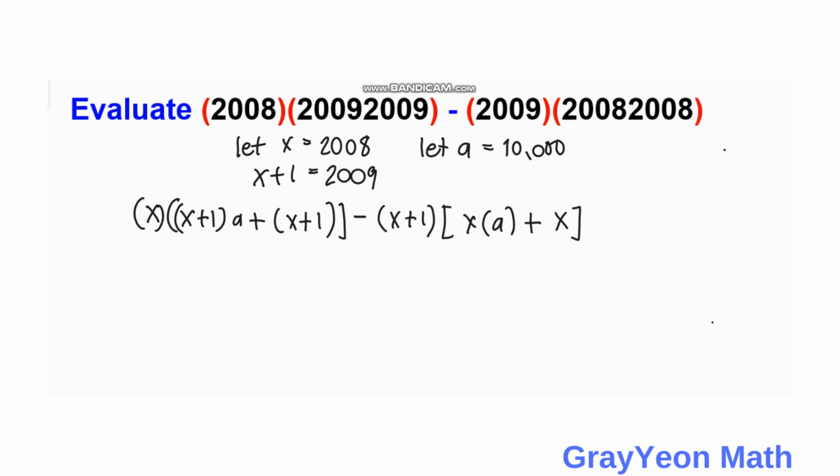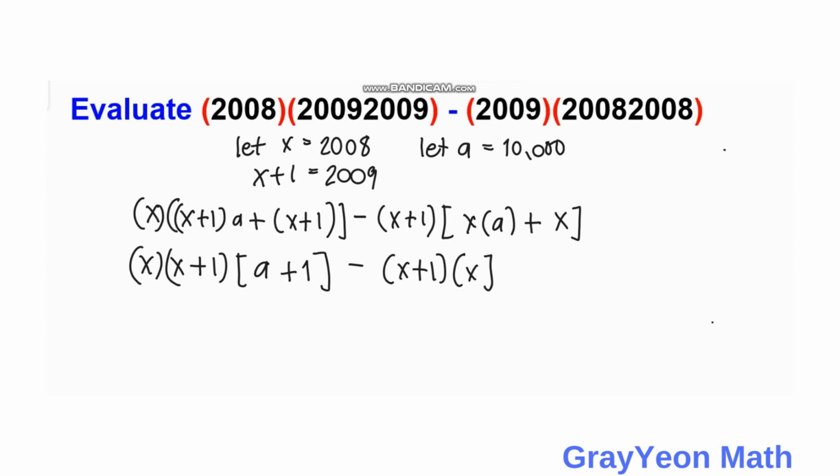Okay, so simplifying the first term, we can simply factor out x plus 1, and inside it remains a plus 1. And for this portion, we can factor out x plus 1 times x times a plus 1. So, as you can see, a plus 1 simply cancels out.